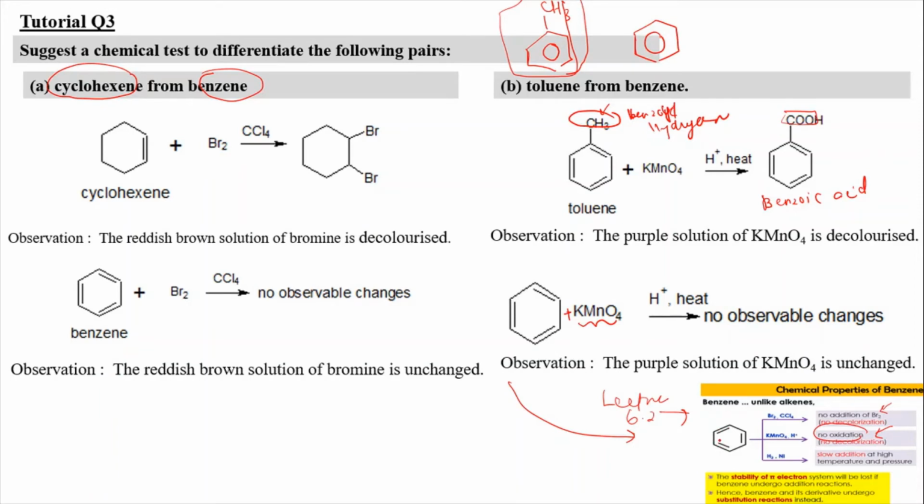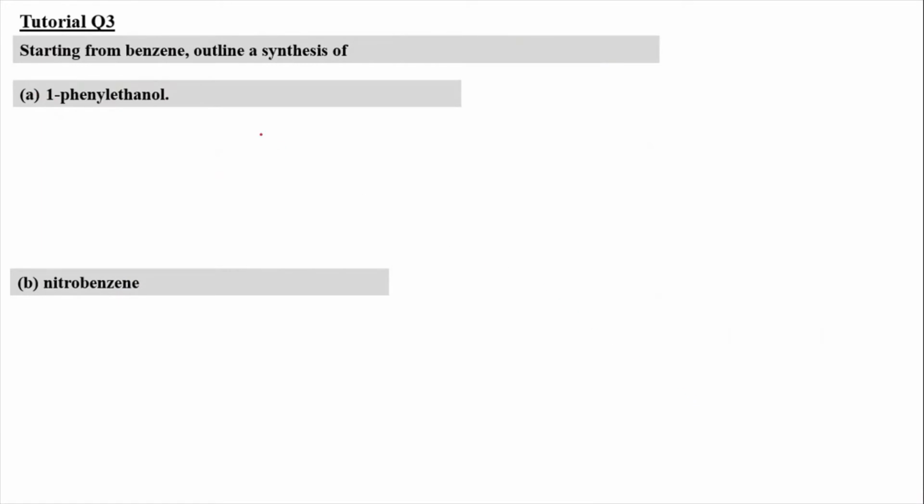Alright. So now we're going to do tutorial question 3. So for tutorial question 3, we're going to start from benzene, and we need to outline a synthesis of 1-phenylethanol. Okay, so our starting material going to be benzene, and what we're going to produce is phenylethanol.